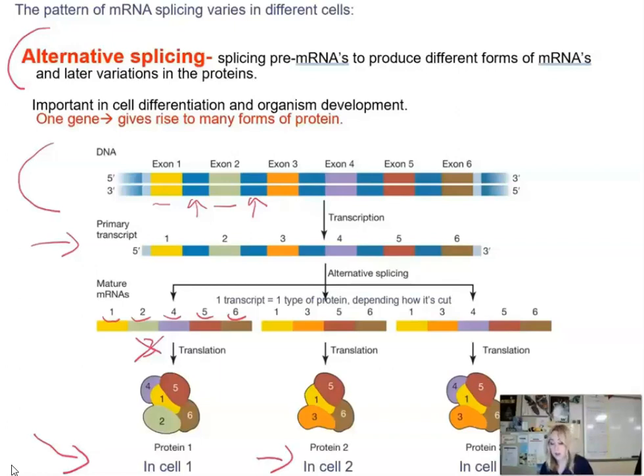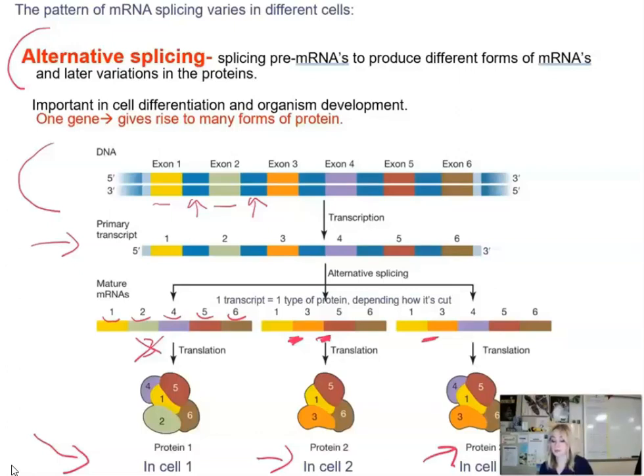And then if we look in cell number 2, this time, the way this primary transcript was spliced and diced is different. Now we're missing number 2 and we're missing number 4. So you can see this protein is also going to be different. And then here's a third scenario where we spliced out number 2.